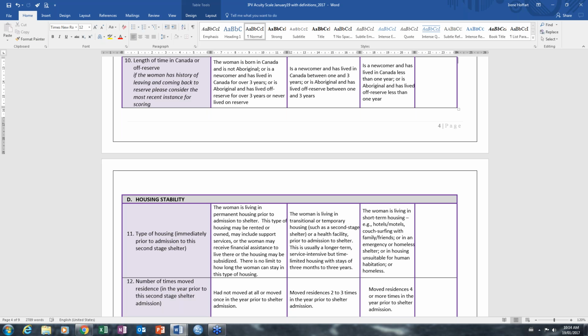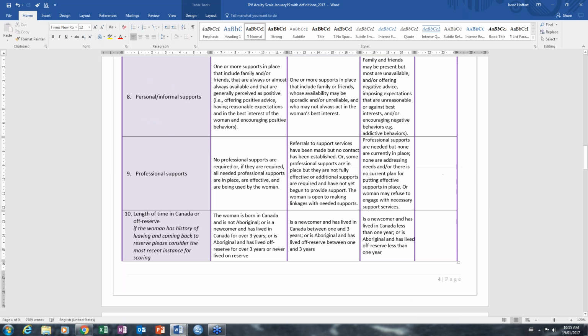Sorry, I was eating while I'm listening. Yeah, I'm just thinking that if a woman has been off of reserve, she could be off of reserve for even 4 or 5 years. But if she's had periods where she's moving a lot, so she moves from one community to another, or she's homeless, or she moves from one relationship to another, she may have very few actual supports. So although she'll have been off reserve for over 3 years, she still has no supports available to her.